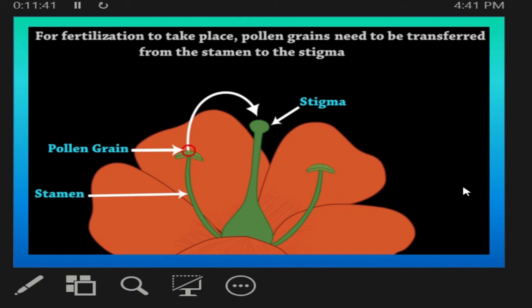For fertilization to take place, pollen grains need to be transferred from the stamen to the stigma. The pollen is carried by insects or blown by the wind from one flower to another. This process is called pollination.